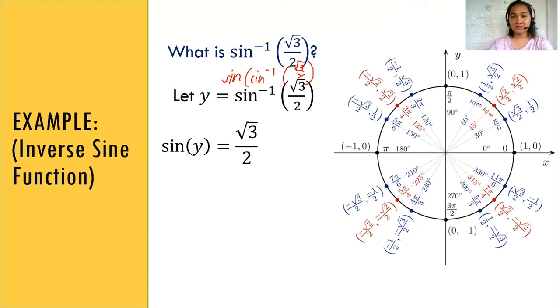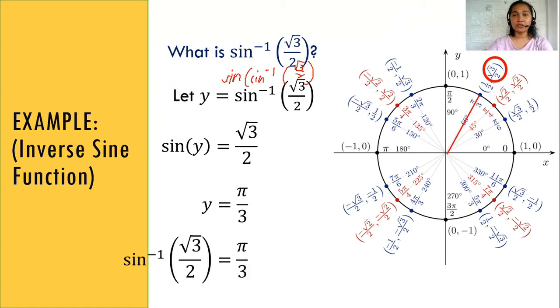If you refer to this unit circle, for us to solve for the angle that generates square root of 3 over 2 for the sine function, the angle that gives a sine of square root of 3 over 2 is this part. We have pi over 3 or 60 degrees. If that is the angle that gives sine of square root of 3 over 2, thus y will be equal to pi over 3. Also, inverse sine of square root of 3 over 2 is pi over 3. That is for our first example.